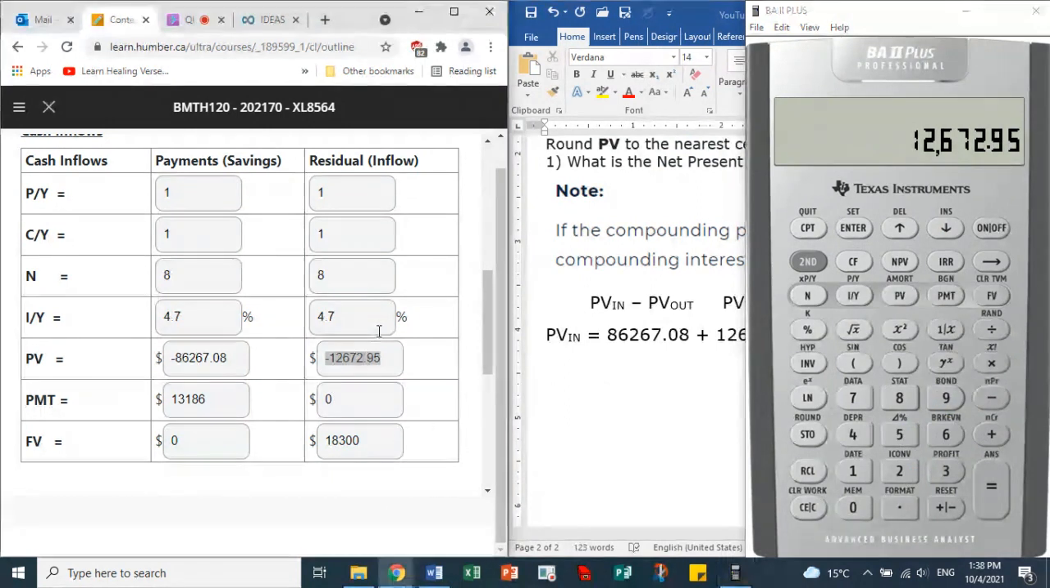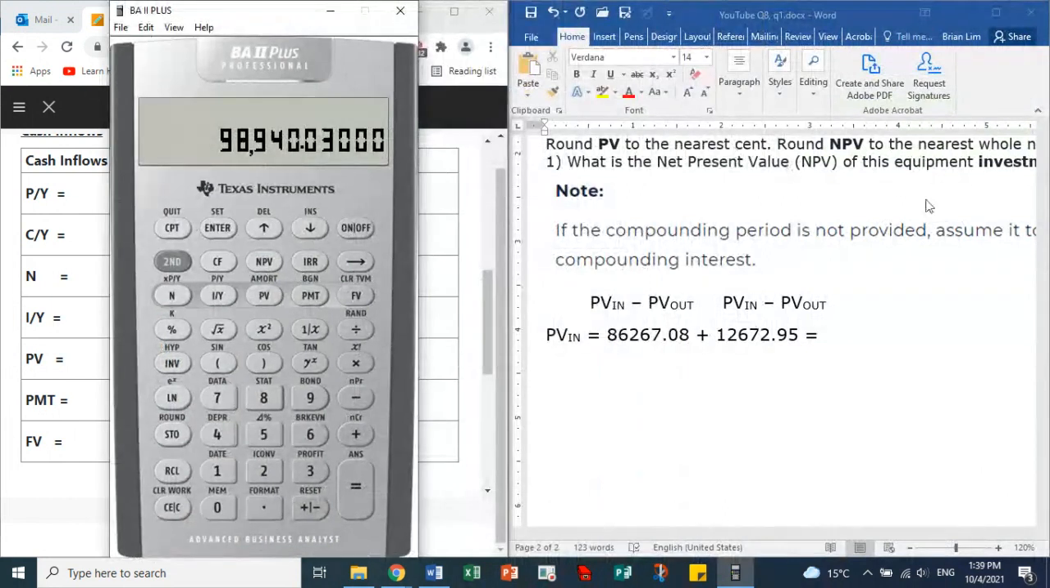12672.95. Okay, that's this number. That's this number right there, right here. And then we'll put this one in. We'll add that. We're adding 8682667.08. And then we click on equal and we get 98940. Let's move the calculator over here.